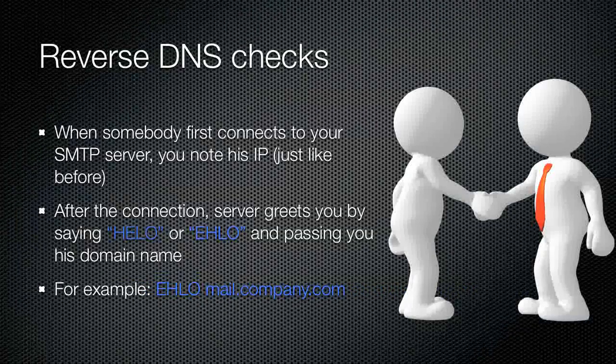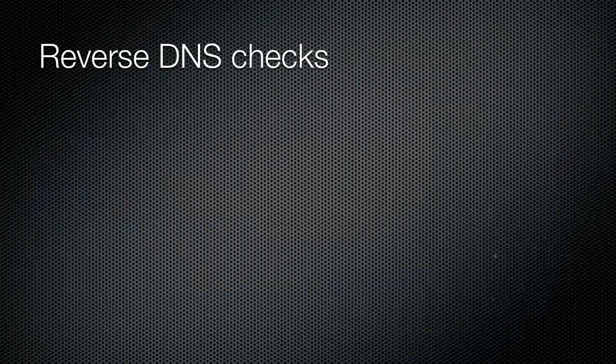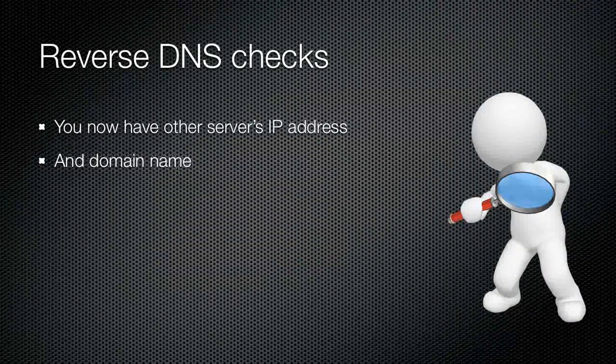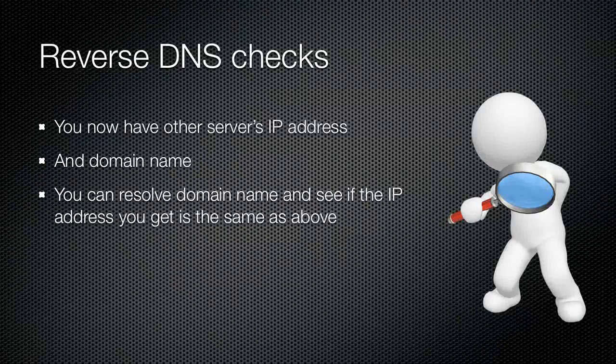So you pass something like ehello.mail.company.com, whatever. And now you have the IP address and domain name, and you can resolve the domain name and see if the IP address you get is the same as the IP you got from the connection. And you can also do it backwards. You can resolve the IP into a domain. This is called reverse DNS resolve, or sometimes a PTR request. And you get the name from the IP address.